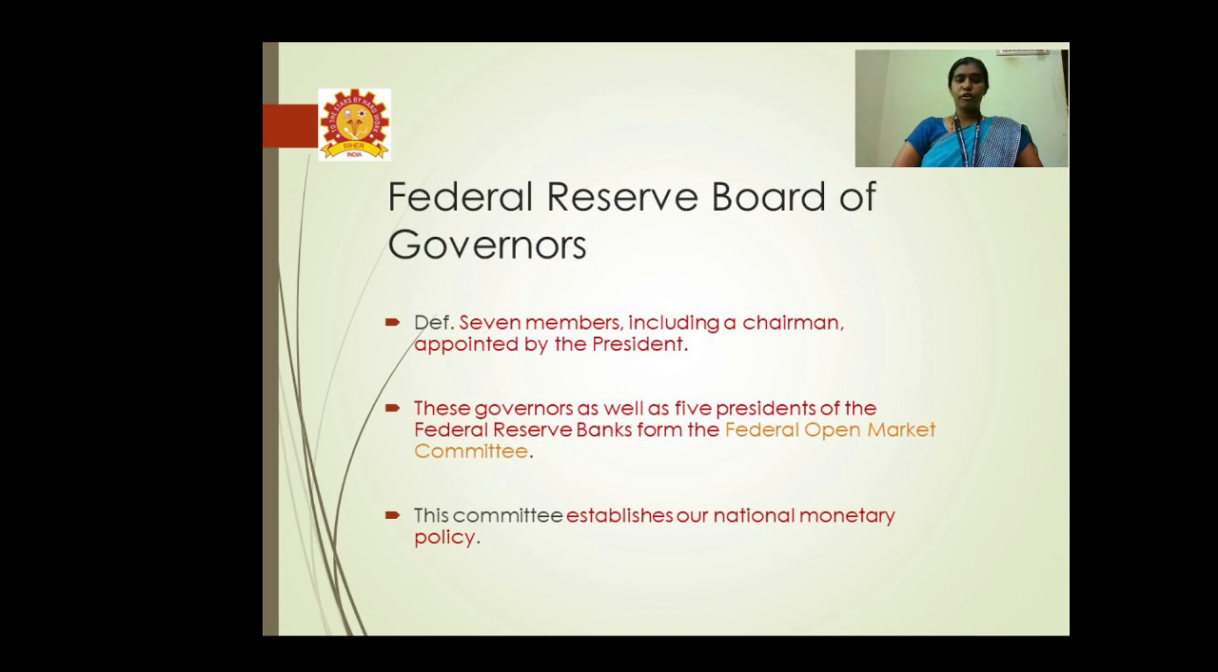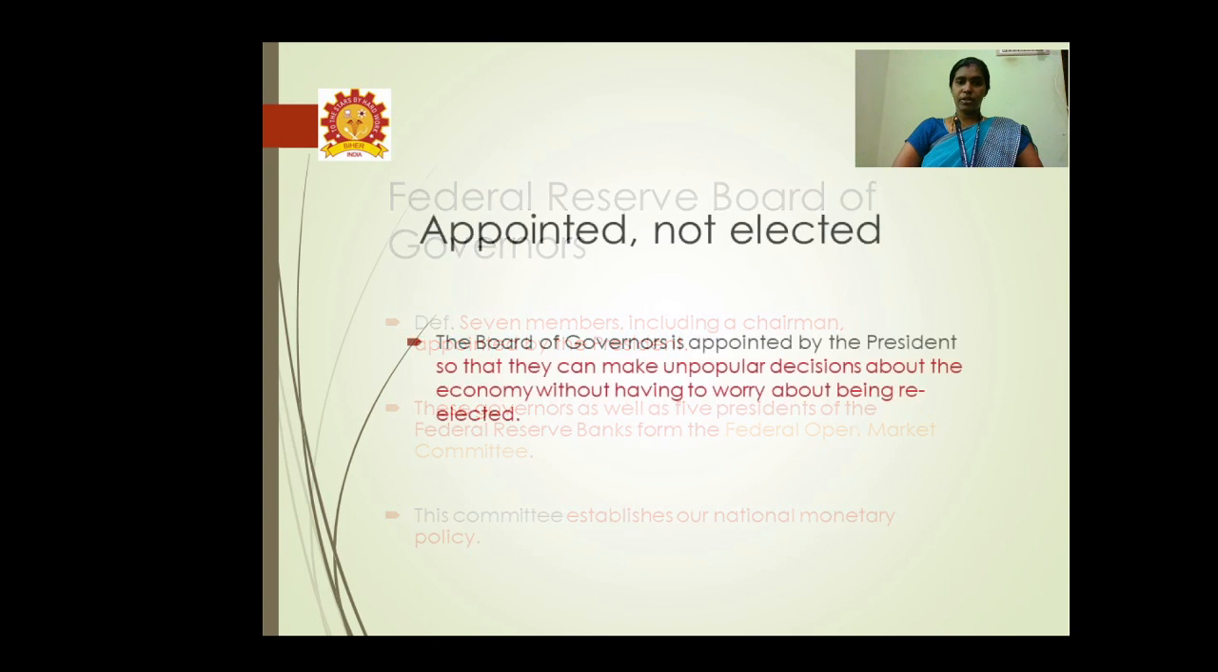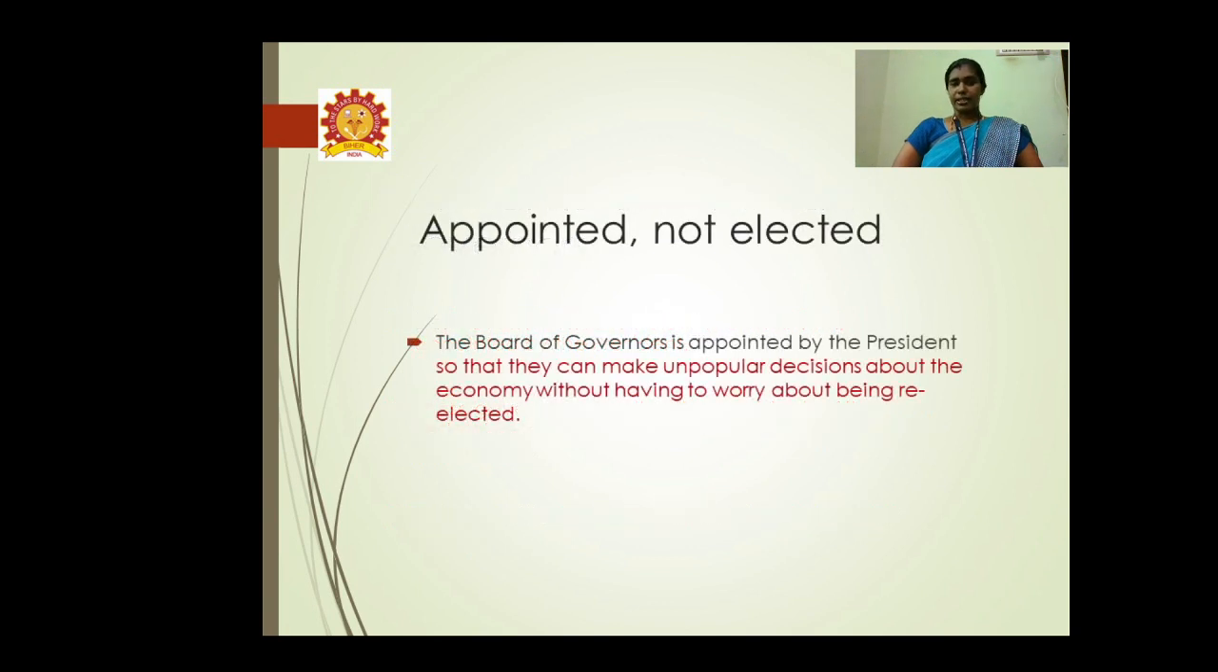Federal Reserve's Board of Governors. There are 7 members including a chairman appointed by the President. These governors as well as the 5 presidents of the Federal Reserve Banks form the Federal Open Market Committee. This committee establishes our national monetary policy. Appointed and not elected. The Board of Governors is appointed by the President so that they can make unpopular decisions about the economy without having a worry about being re-elected.